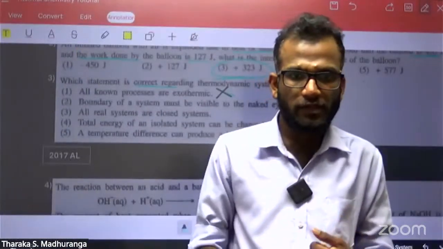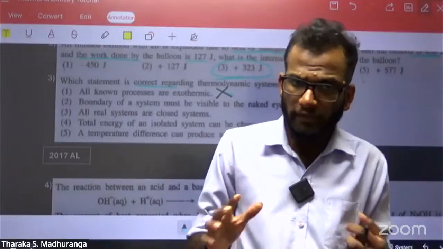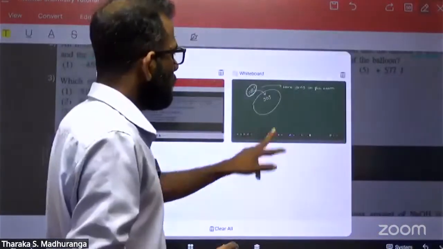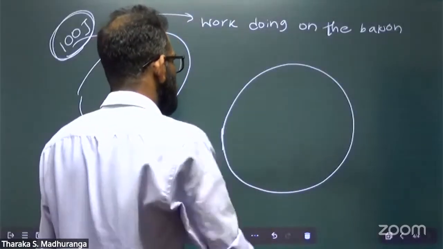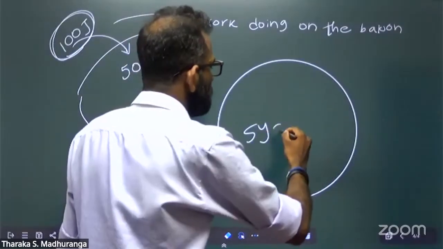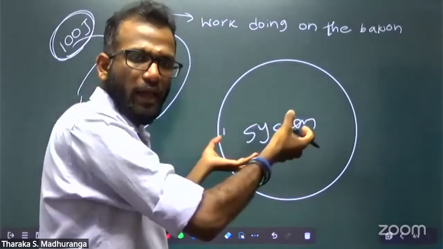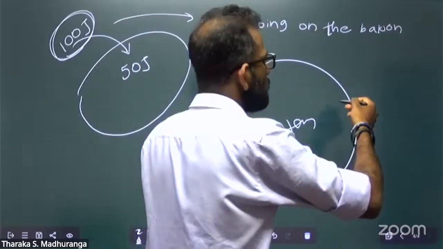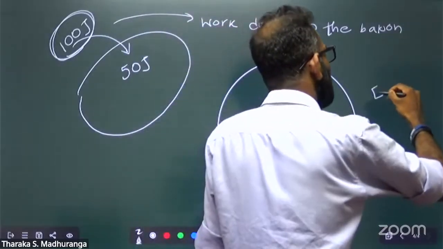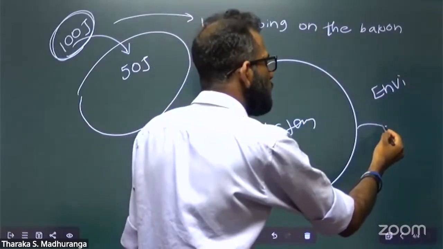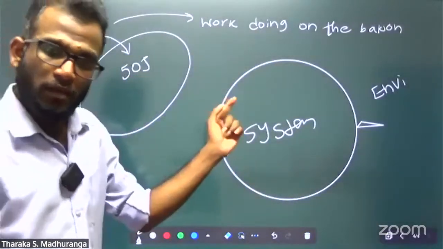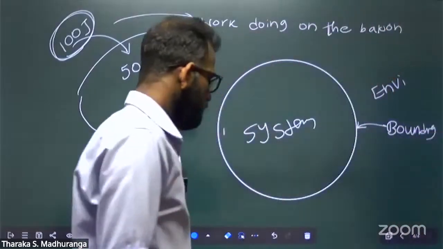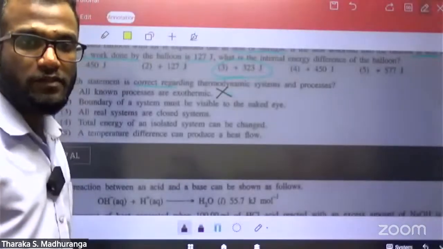Correct or wrong? We discussed this in the theory part of the lesson. Must it be visible to the naked eye? No. The boundary of a system, I think you can remember. If we think this is a system, the system means any area selected for study from the universe. Everything else except the system, all the surrounding parts, we call the environment. And the system and environment are separated by the system boundary.